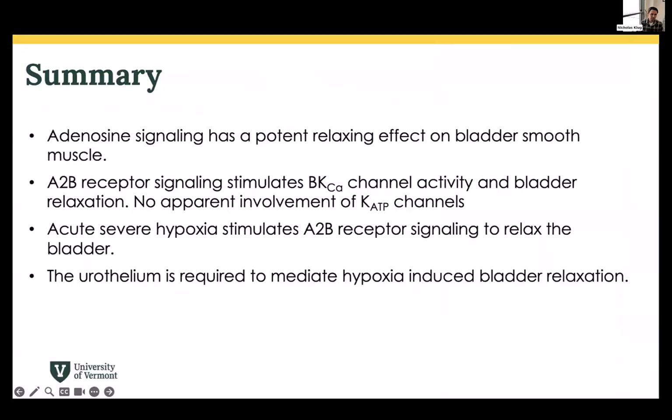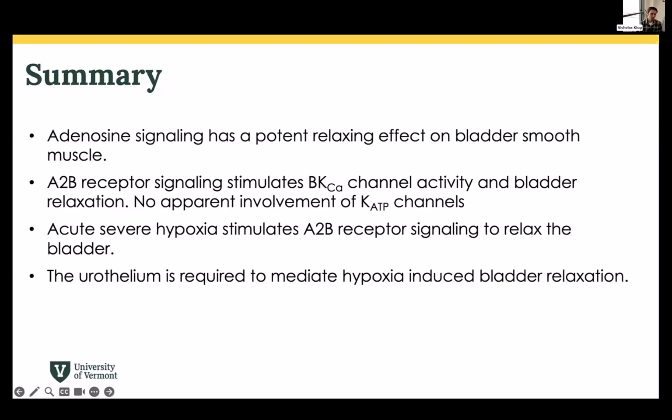So putting it all together, this is obviously a bit more fundamental, about the molecular mechanisms that mediate hypoxic effects within the bladder. But we hope that this could potentially be utilized to ameliorate some of the pathology seen in many of these bladder diseases.